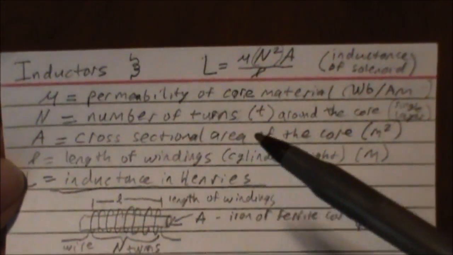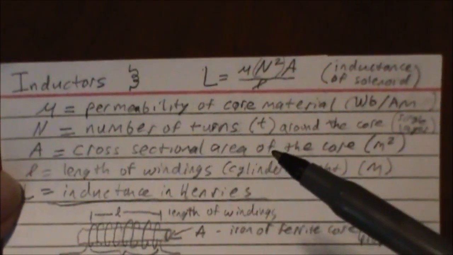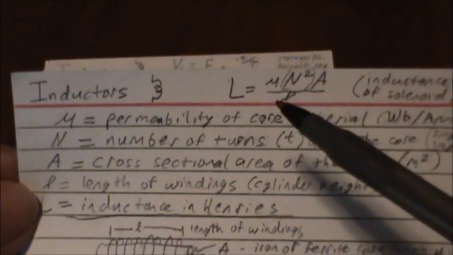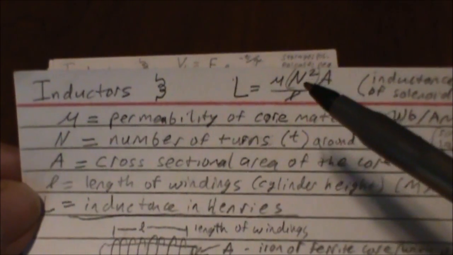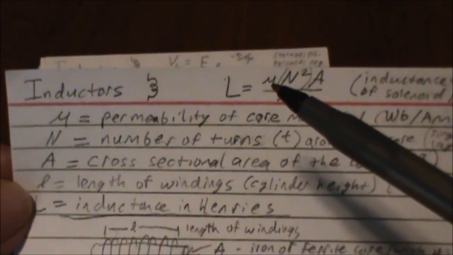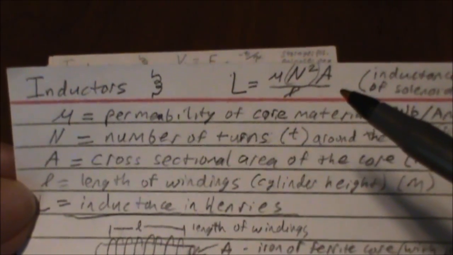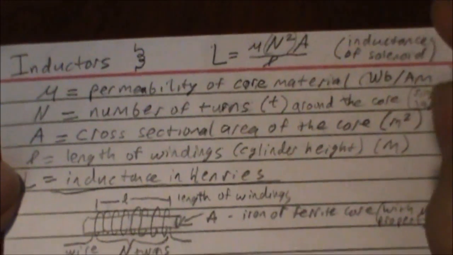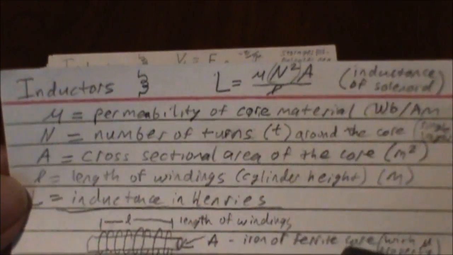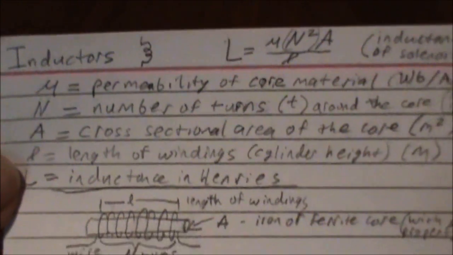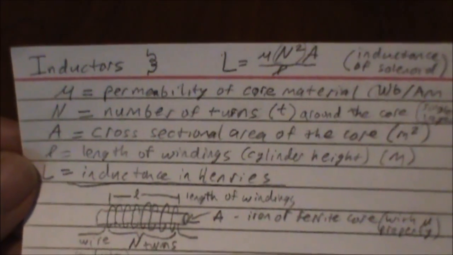And I'll multiply that by A, which is the cross-sectional area of the core in square meters. First we square, and then we take the product of the permeability, the number of turns squared, times the cross-sectional area of the core. As if we were looking at the core like this pen, the cross-sectional area would be how wide that circle of the pen is. The pen's narrow diameter there, and then the formula for the area of a circle.